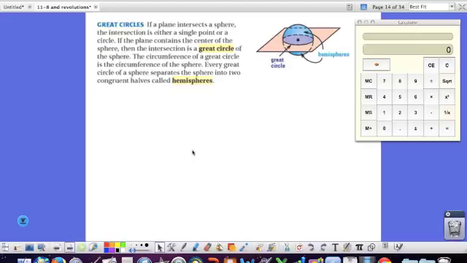Every great circle of a sphere separates the sphere into two congruent halves called hemispheres. Hemi meaning half. And where have you seen the word hemisphere before? When you're talking about the northern hemisphere, or the southern hemisphere, or the eastern hemisphere, or the western hemisphere of the globe.